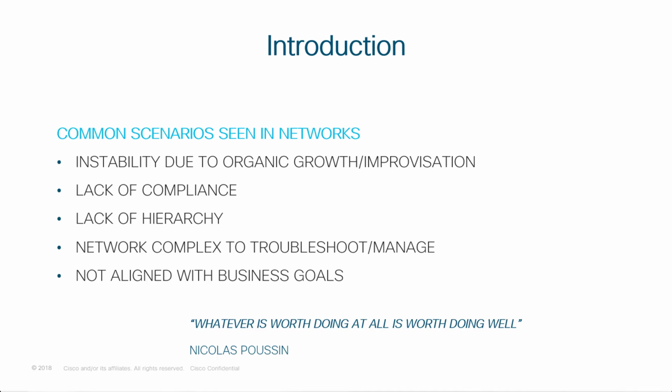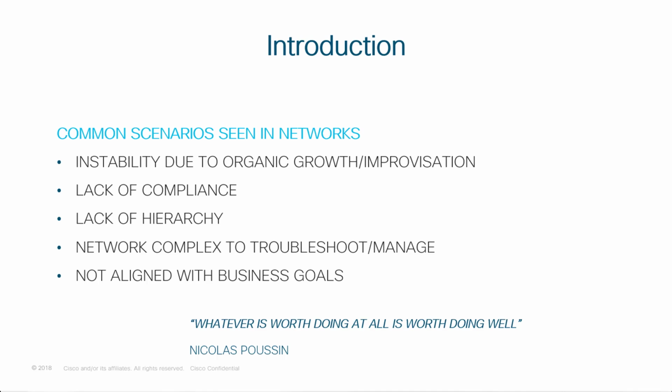Just as a brief introduction, what are the common scenarios we are seeing in networks? We're having networks that are unstable, because they have grown too much, because they were not properly planned. They were just improvised. We were just trying to make it grow because everything was in a rush. Then we were just plugging cables one next to the other.